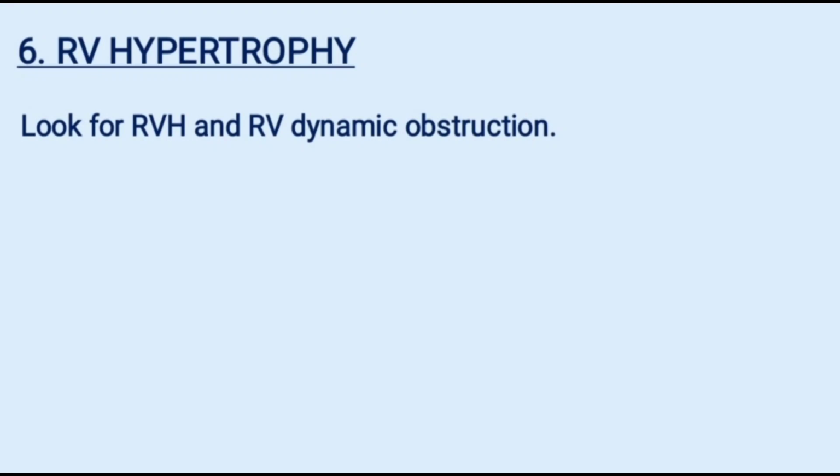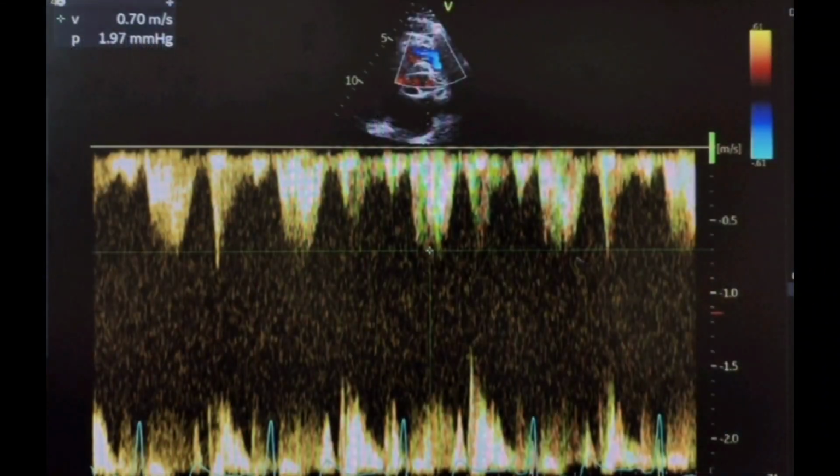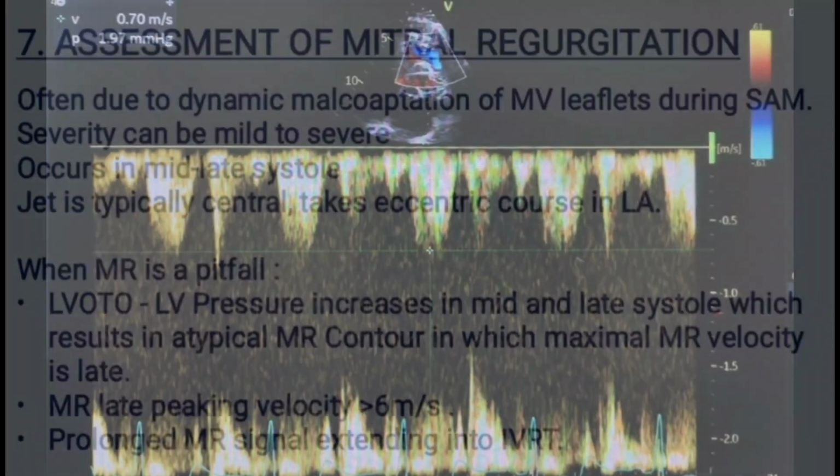The next parameter is RV hypertrophy. One can always look for RVH or any RVOT obstruction. Assessment of the RVOT gradient can be done in the short axis view at aortic level.